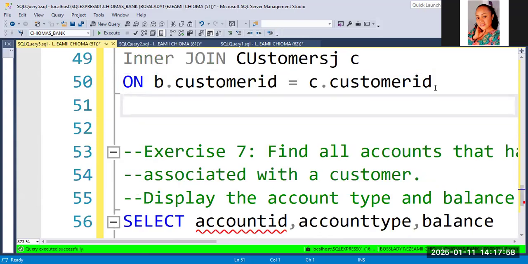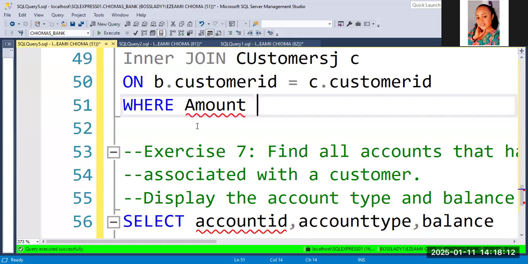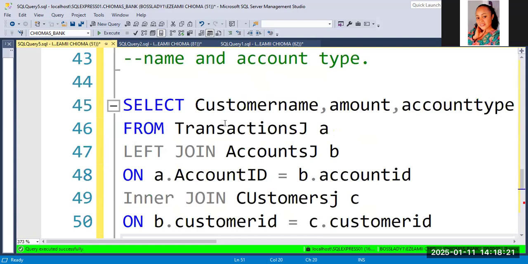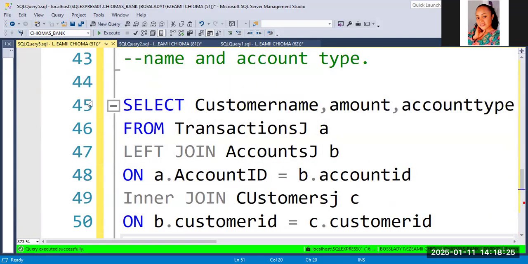We already had a lesson on how to filter. That's all. So it's just where amount is greater than 1,000. That's what the question says. Exceed 1,000. So it's not equal to or greater. Once it exceeds it, that's what we need.